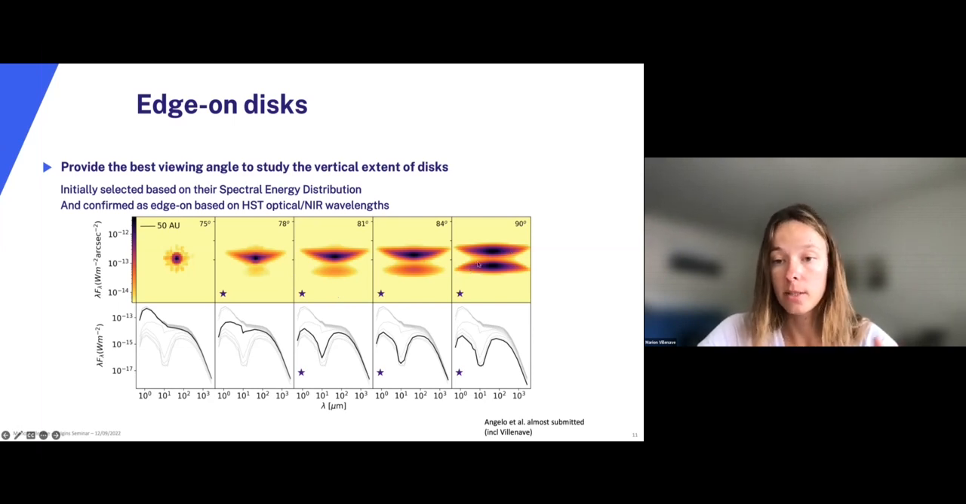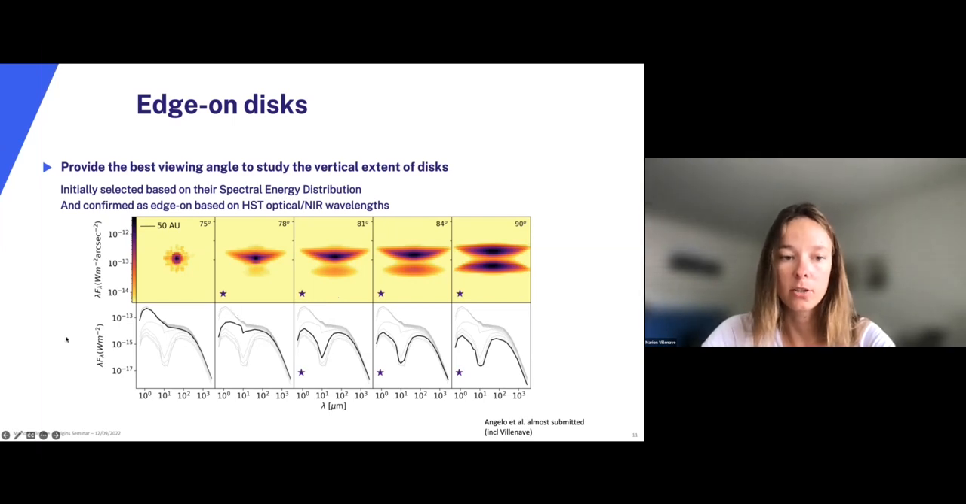So what we see here is the two sides of the disk separated by a dark lane, which is due to the fact that the dust is very optically thick and doesn't allow the starlight to escape from the midplane. Okay, so this is how we can select these edge-on systems. And again, these are interesting because we can directly see the vertical extent of the disk, so we can directly study their vertical structure.